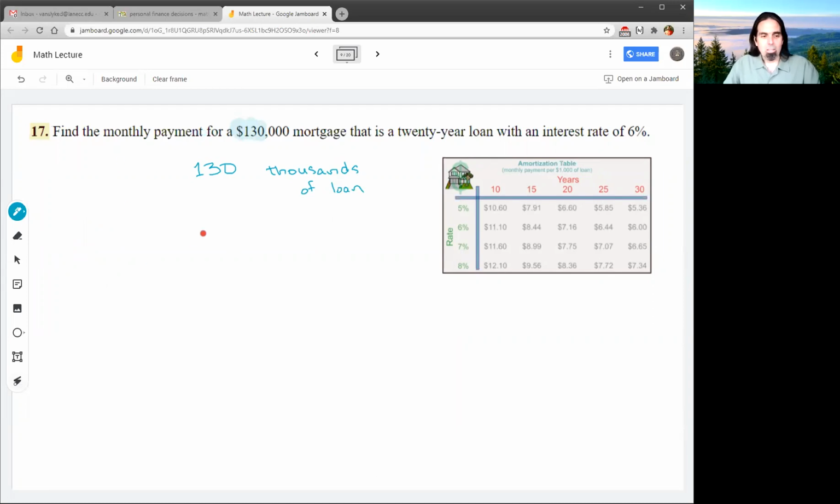Okay, if I read this number, 130,000, that just tells me that there's 130 times there was $1,000 of loan. Then I look at this table, and the table says 20-year loan and 6%. So we go to the 20-year and the 6%, and they meet right here. So for each $1,000 of loan, I have to pay $7.16.